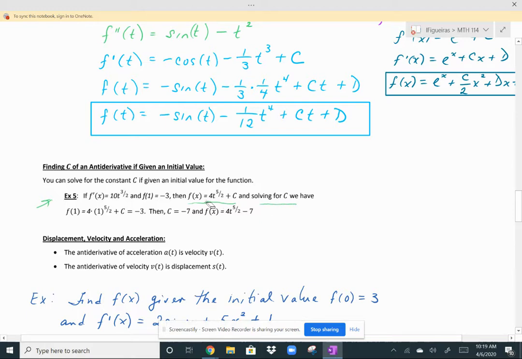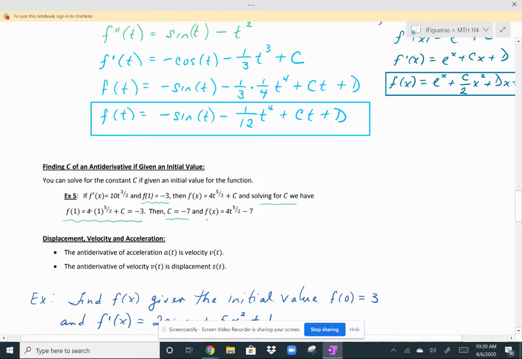Now we solve for c by using the information that's given. So the information that's given is that f of 1 equals negative 3. In other words, when x is 1, the f of x value is negative 3. So that's what you see here. You plug in 1 into your general antiderivative. We set it equal to negative 3. Then when you simplify that, you solve for c, you get that c is negative 7.